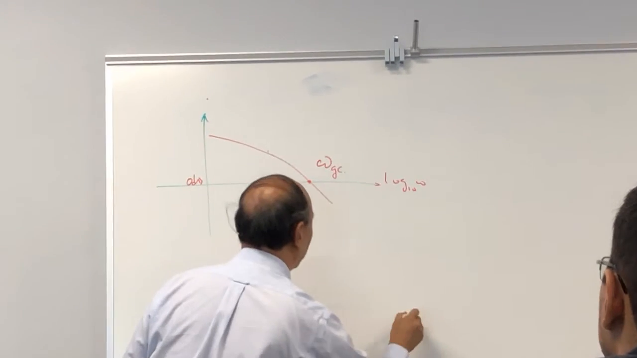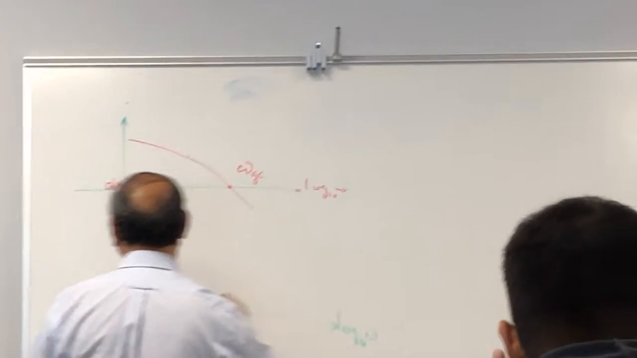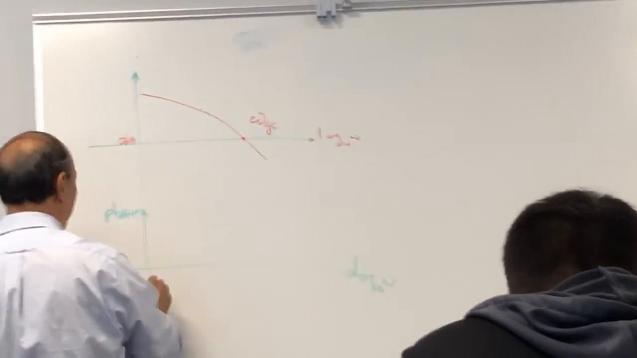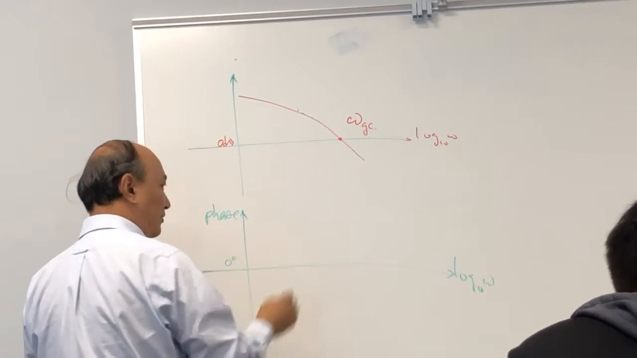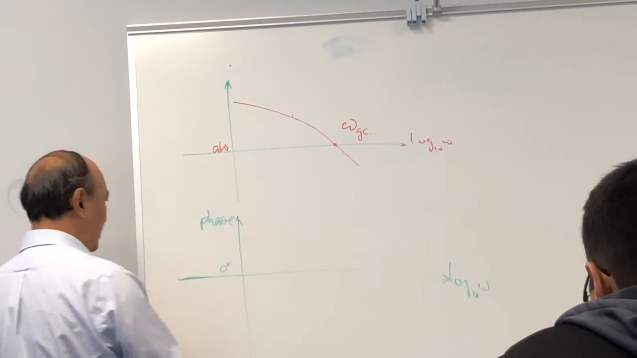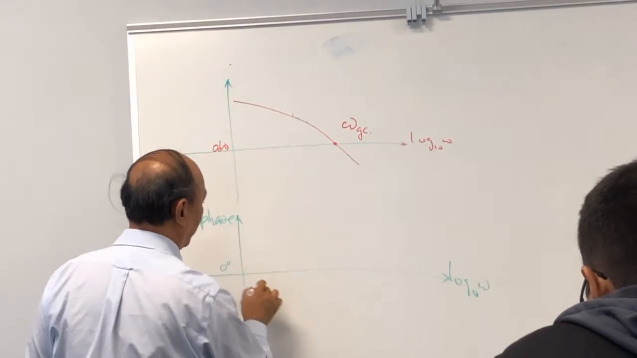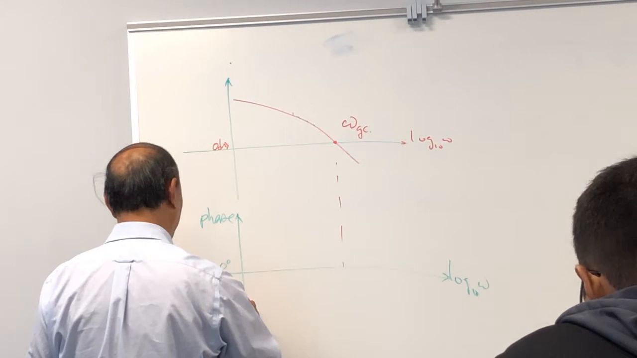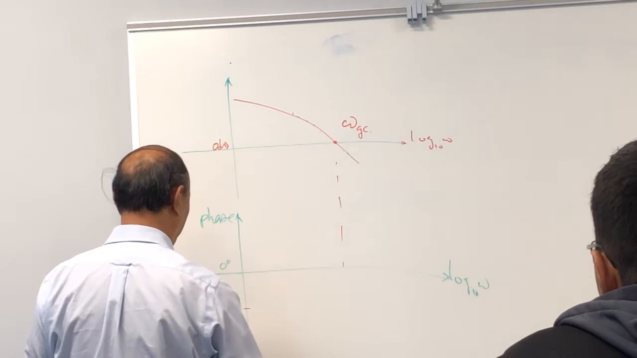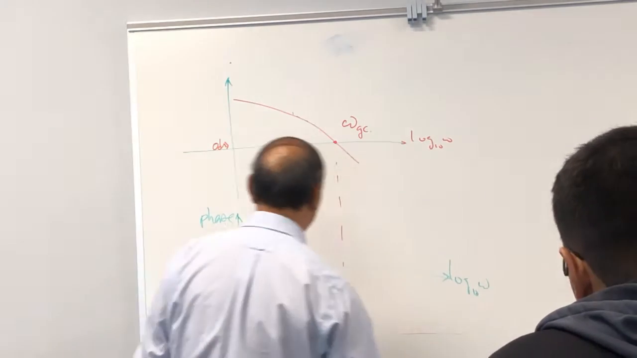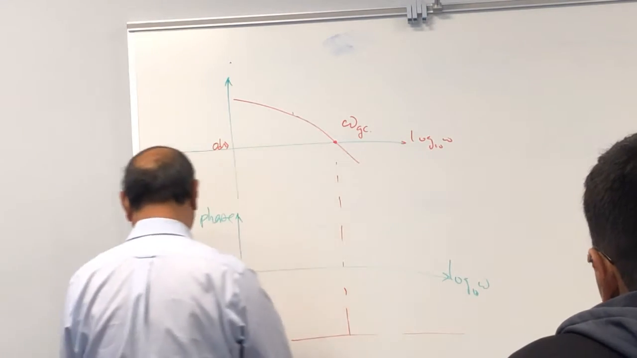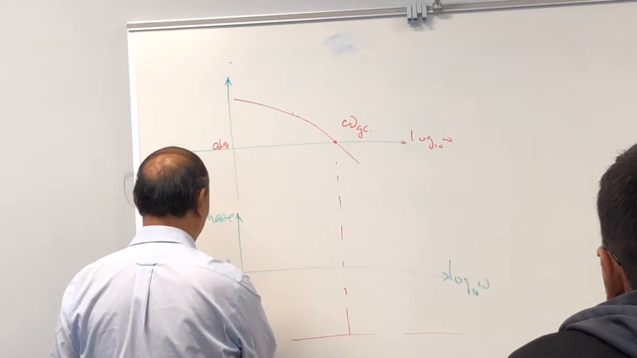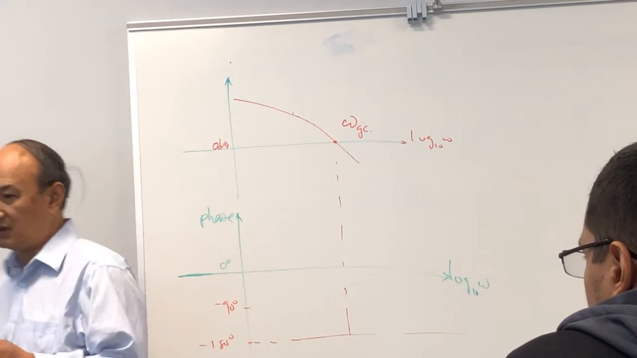So what I'm doing here is log 10 omega, and then here is my phase. Okay. My phase is usually 0 degrees at the start. Then eventually this will go down. So this is minus 90, minus 180. So if I draw a case like this, this is my... Let me use another color.